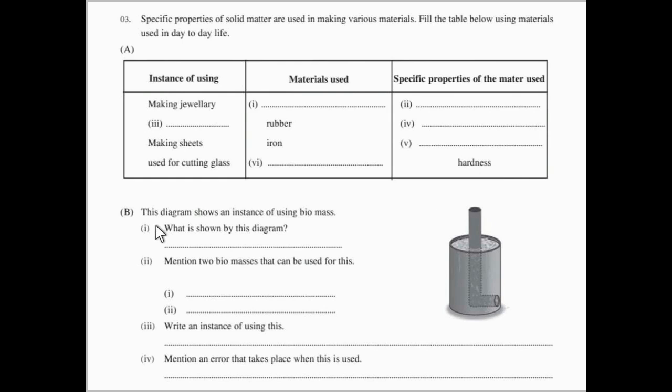Now B1. This diagram shows an instance of using biomass. What is this? This is a cooker. Which cooker? Firewood powder cooker. We insert firewood powder here. Firewood powder cooker.